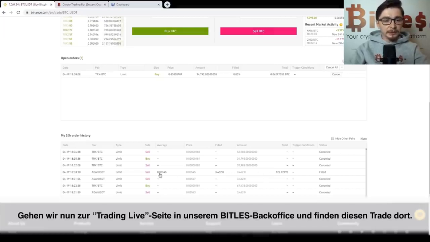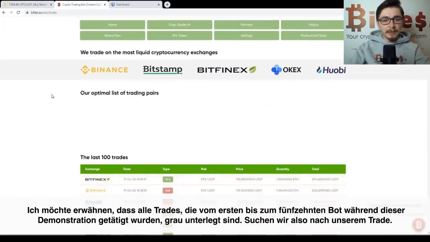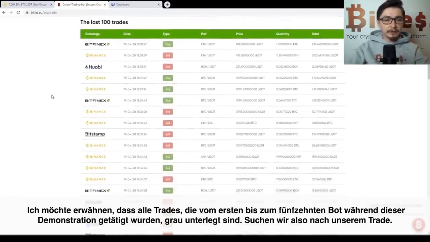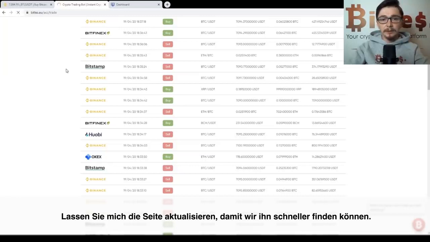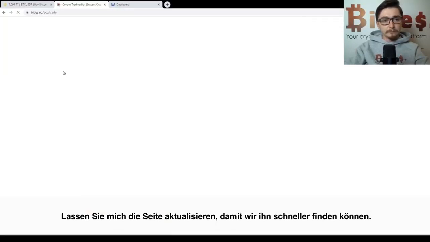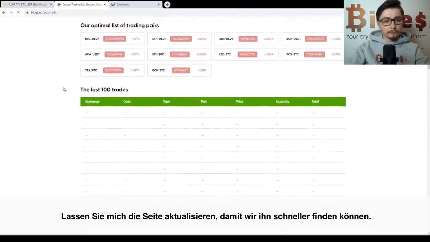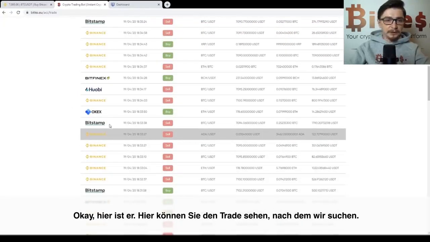So now let's go to the Trading Live page at our Bitles back office and find this trade there. I would like to mention that trades made by our bots from the 1st to the 15th one during this demonstration are highlighted in gray, so let's look for our trade among such ones. Let me refresh the page so we would find it quickly. Okay, so here it is. Here you can see this trade that we are looking for.